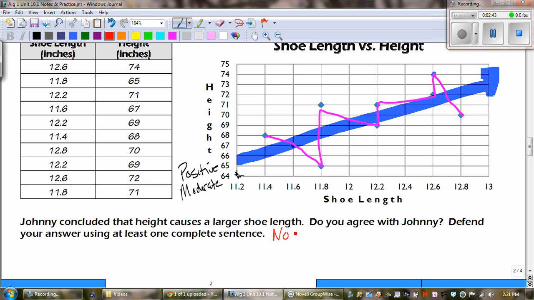Hopefully you're saying no, Mr. Grice. Just because you're tall doesn't mean that you have big shoes, okay? And that's true, okay? Now, I would write down what we just said. There is a moderate correlation. Okay? So moderate means that, yeah, there is some, but it's not always going to happen. So there's a moderate correlation between the values.